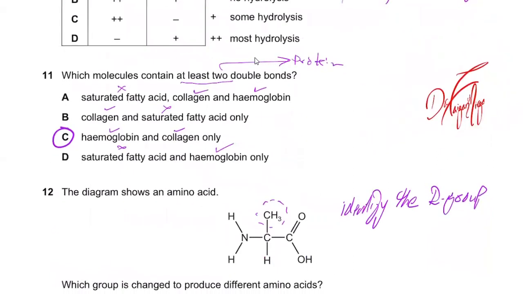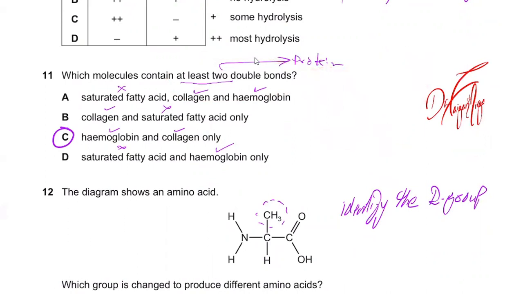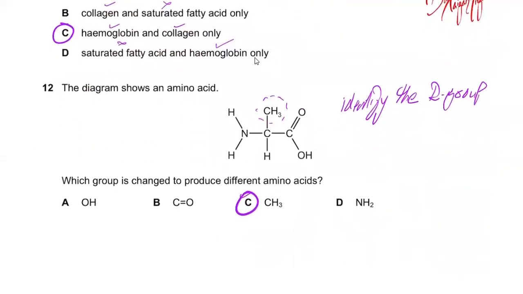Which molecules contain at least 2 double bonds? At least 2 double bonds are present in protein, because proteins have C double bond O, and N and H. So wherever this C double bond O keeps occurring, that means we'll be having 2 double bonds. So saturated fatty acids, collagen, hemoglobin: collagen, yes. Saturated fatty acid, no. Hemoglobin, collagen, yes. So hemoglobin and collagen are the answer here.